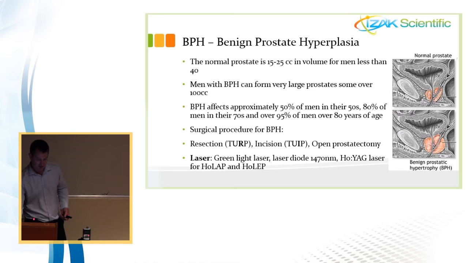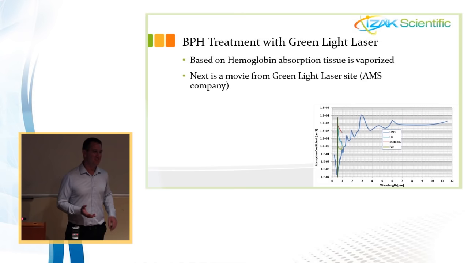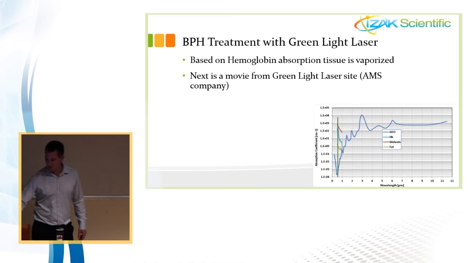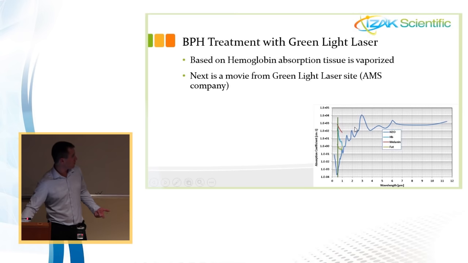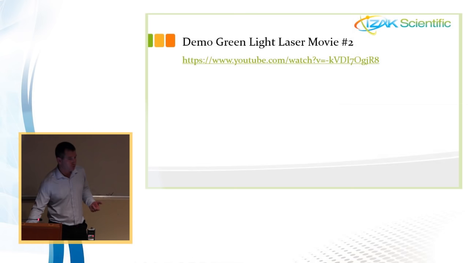But now, if we want to handle it with the laser, there are a few solutions. As you see, the prostate is red, and there is a lot of hemoglobin inside the prostate. As we see here, one of the highest absorptions of hemoglobin is at 532 nanometers, which is green light laser. With a green light laser, we can deliver energy to the prostate to ablate it and enlarge the tunnel.